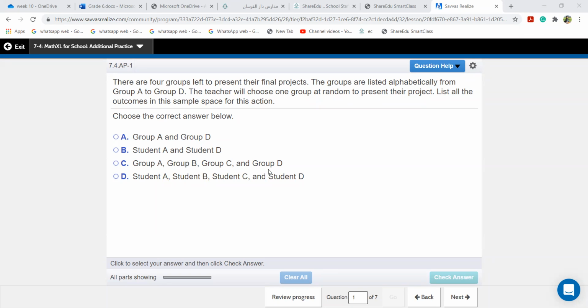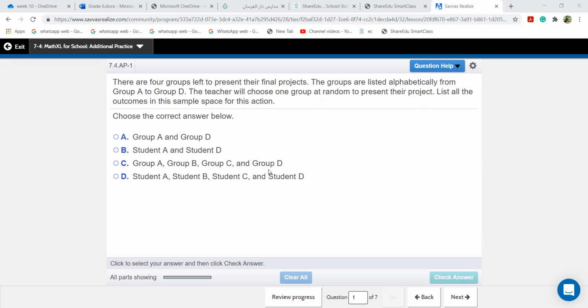There are 4 groups left to present their final projects. The groups are listed alphabetically from Group A to Group D. The teacher will choose one group at random to present their project. List all the outcomes in the sample space for this action.